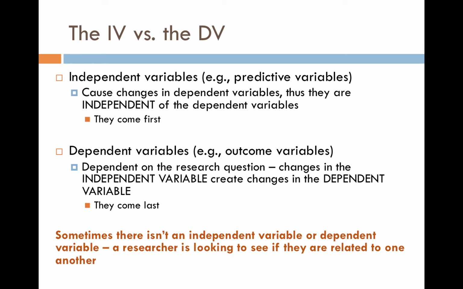The way that I like to think about it is, dependent variables depend on changes in the independent variables. So the dependent ones are dependent upon something, independent are not, they're just out there. That helps me to keep them straight.